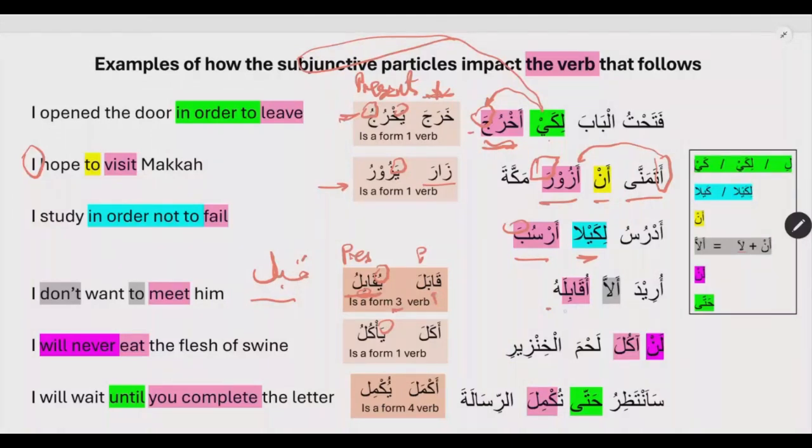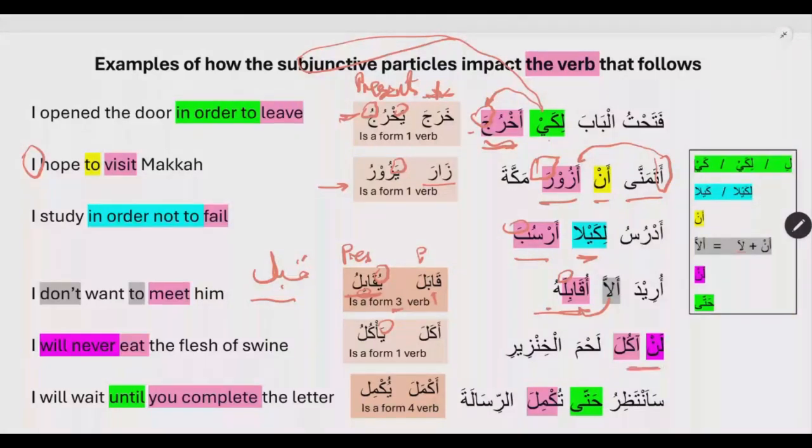So that's why you have uqabila, with that same feature of the subjunctive coming in and making the verb of this format, uqabila. Uqabila is the alif of I, and the ya is for he. So this is a version of the third form subjunctive verb, uqabilu. Okay, this one is lan akula.